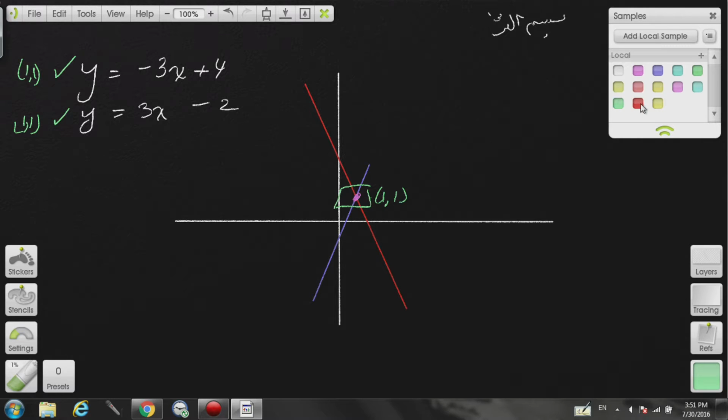Does that make sense? So (1, 1) here is called the solution to the system of linear equations, or linear functions. So this is the solution. That's what it means to be a solution.